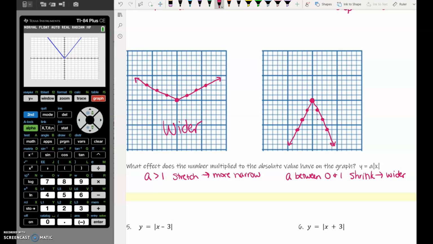Think of stretch like you're taking Play-Doh and you're pulling it vertically. You're stretching it and making it skinnier and more narrow. Think of a shrink as you're taking the Play-Doh and you're smashing it with your hands vertically. That's going to flatten it out and make it look wider.